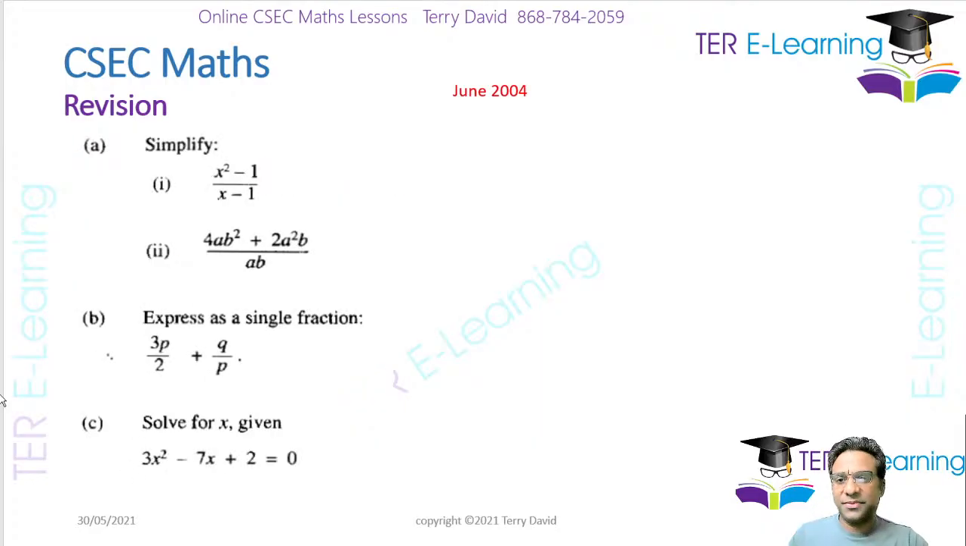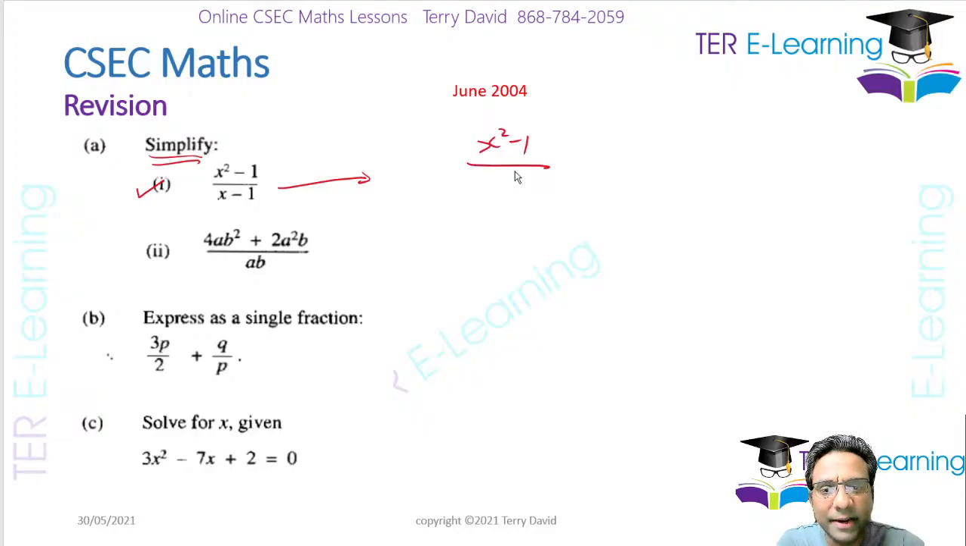So let's look at this first question here. This is from June 2004, and let's look at the first part. So they want us to simplify. They've given us an algebraic fraction here: x squared minus 1, divided by x minus 1. And they want us to simplify this. Now, if you look carefully, the numerator, which is the top part of this equation, looks like the difference of two squares. Now, there are four different kinds of factorization that you need to know.